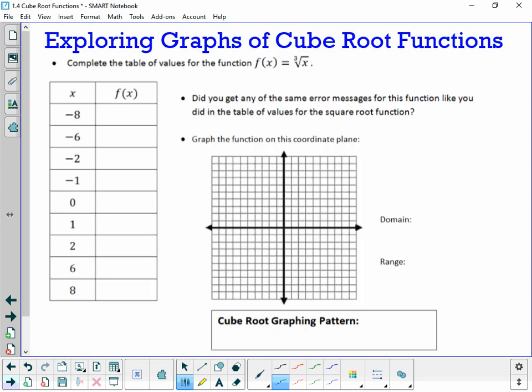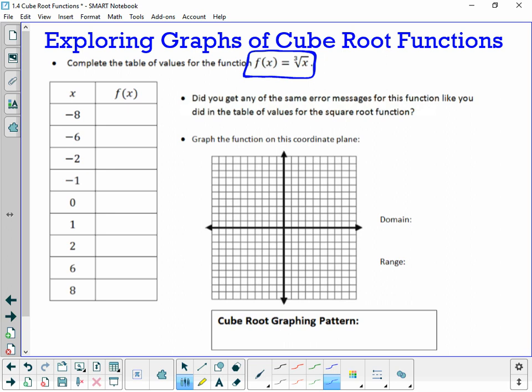So that procedure is pretty similar to what we have been doing in the past. Alright, so now I'm wondering, I have this new type of function now, this cube root function. I'm wondering what it looks like. So we're going to fill in this table of values and draw a graph to see what it looks like. So our function is the cube root of x. We're just going to start with that basic parent function.